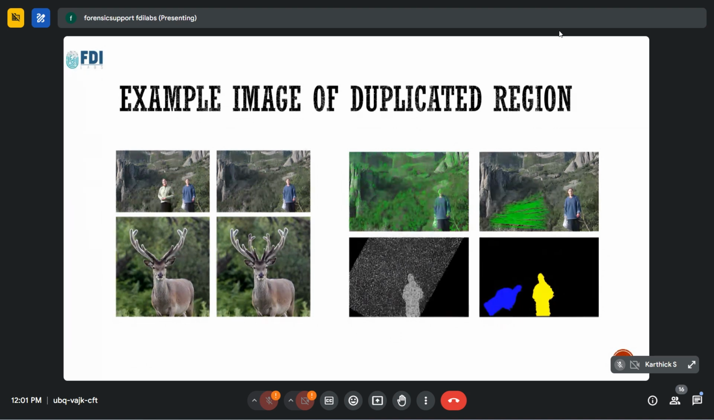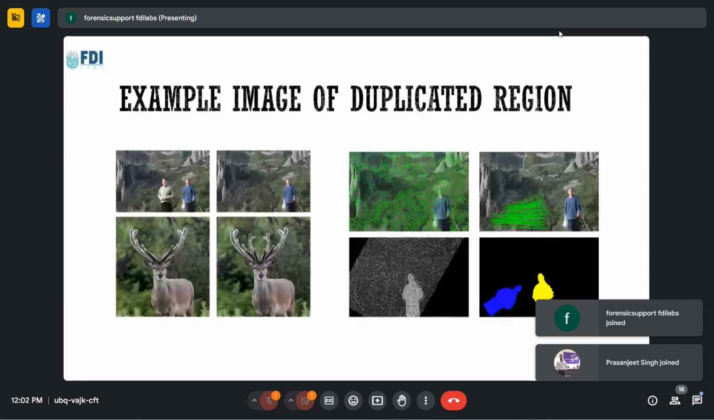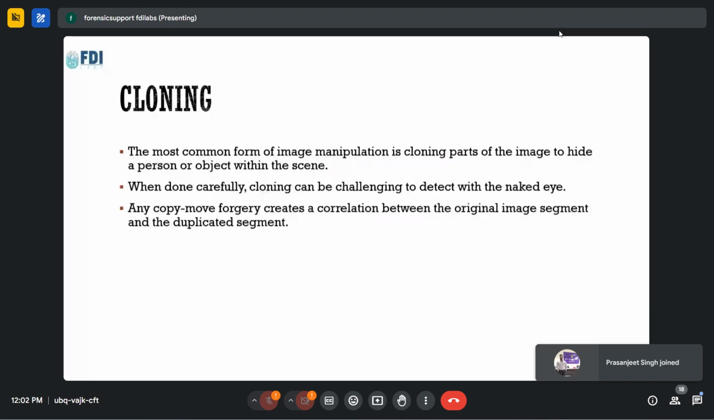So this is that particular duplicated region, and how the detection of the duplicated region takes place using an analysis method. We don't want to go deep into this because it's a very big topic actually, so I'll just give you a small example, a small definition of these methods.